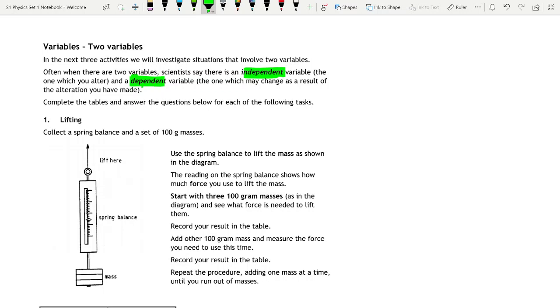So it might be that you're pushing a car down a slope. You push a car down a ramp, and it might be that you change the height of the ramp. So you are controlling that. That is your independent variable. You decide how steep a ramp is. And then you might be measuring the speed of the car down the ramp. Because you changed the steepness of that ramp, how fast is it going? So the speed is the dependent variable. It depends on how steep that ramp is.